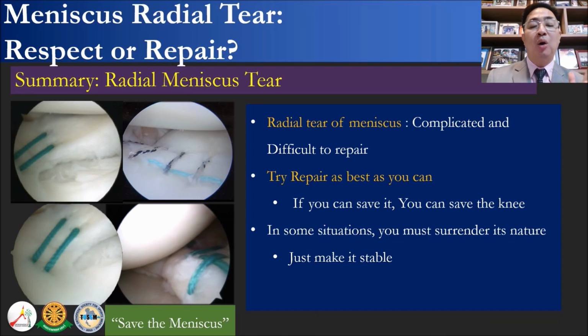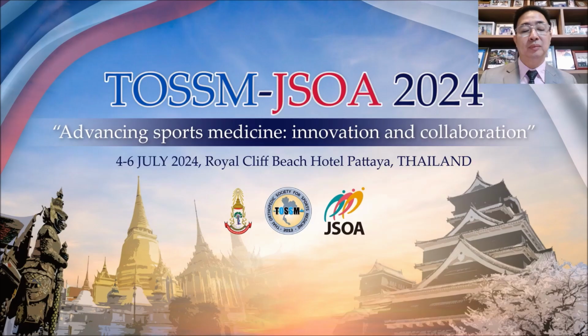So in summary, we all know that radial tear of the meniscus is not simple. It's complicated and difficult to heal, and it's difficult to repair also. So we should try to repair the meniscus as soon as possible. Early diagnosis, okay, to save the meniscus. And you can save the biomechanics of the knee joint. But in some situation, you must surrender its nature. Just make it stable.